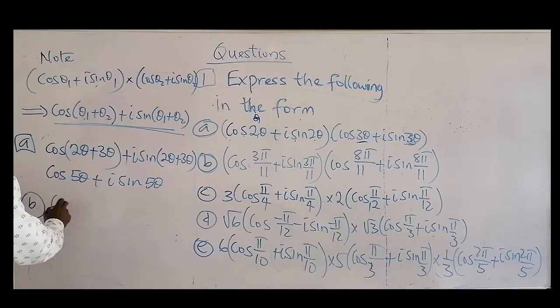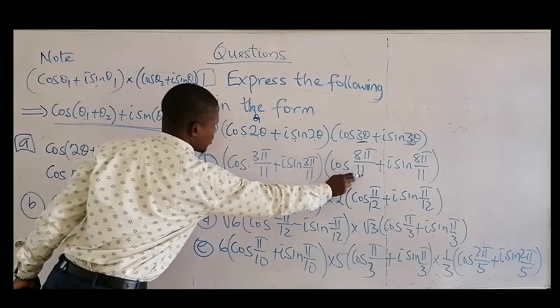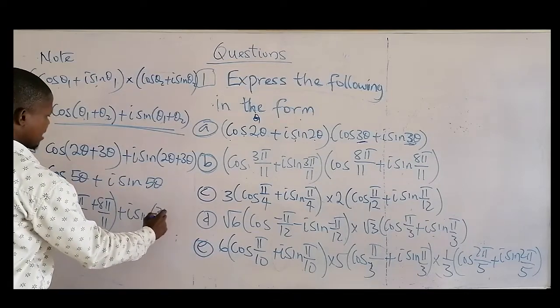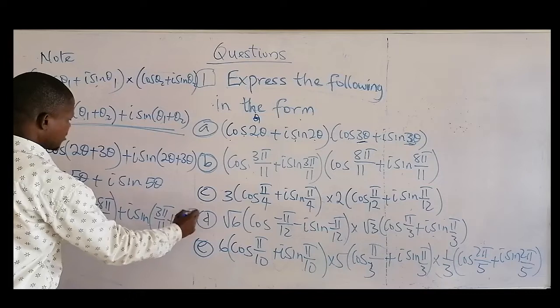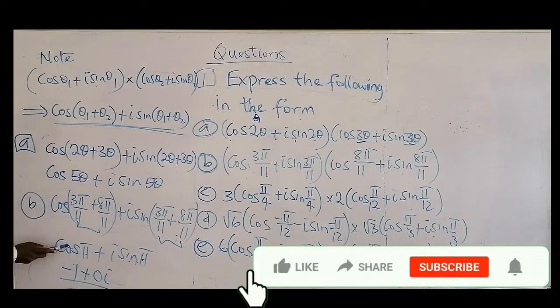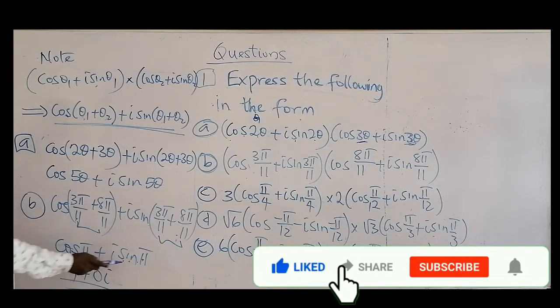The B part will be cos of 3 pi over 11 plus 8 pi over 11, then i sine of 3 pi over 11 plus 8 pi over 11. That's what you're going to have. The moment you add the angles, the cosine and sine angles must be the same. 3 plus 8 is 11 pi over 11. So that will give us cos pi plus i sine pi. Cosine of 180 degrees, that is pi, is minus 1, and sine pi is 0.